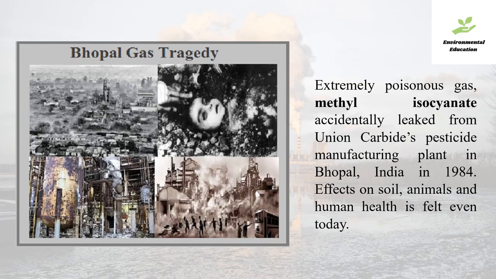One of the most groundbreaking pollution awareness examples in India is the Bhopal gas tragedy, where extremely poisonous methyl isocyanate gas accidentally leaked from the Union Carbide's pesticide manufacturing plant in Bhopal in 1984. The impacts and effects on soil, animals, and human health is felt even till this day.